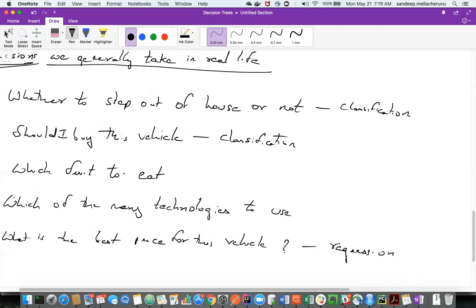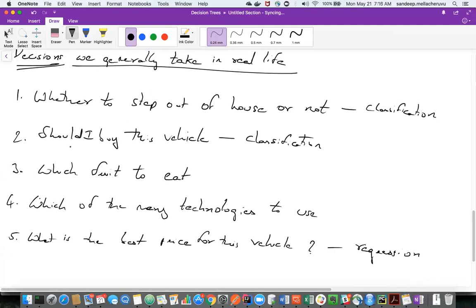So just a change in the question. Should I buy this vehicle? That is one question. The second question: okay, I decided to buy this vehicle. What is the best price I can pay for this vehicle? Now I cannot say yes or no here. What is the best price? Yes. Doesn't make any sense. What is the best price? $2,000. Yeah, that makes some answer.